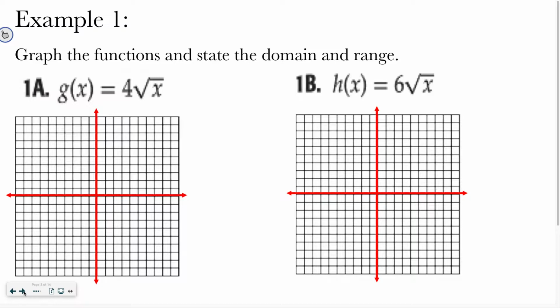We want to graph the functions and state the domain and the range. So just like previously, we're going to make an xy table. If we have an x under the square root symbol, what we're going to want to do is plug in some perfect squares. So we have x, let's see, a perfect square would be 1. If I plug in 1, I would have 4 times the square root of 1. The square root is going to be treated as an exponent, so in PEMDAS, a square root falls under the E, the exponent.